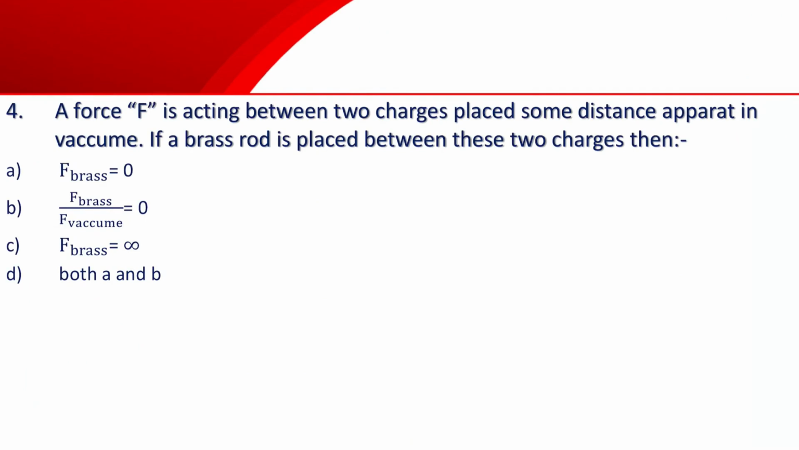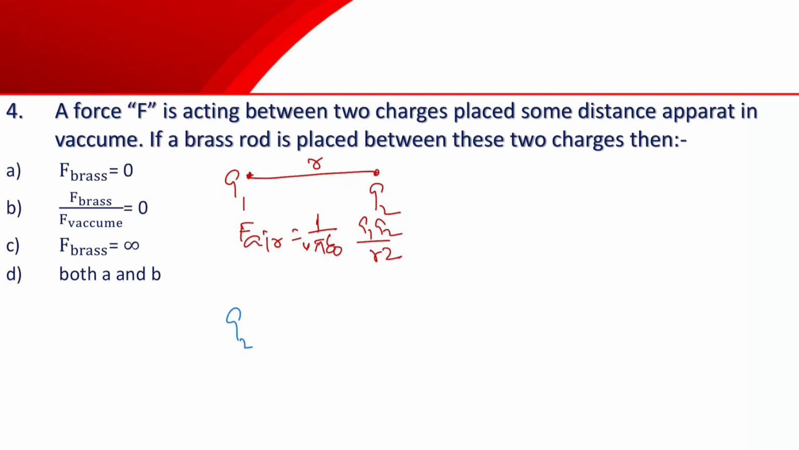Okay. Next, fourth question: a force F is acting between two charges placed some distance apart in vacuum. Let this be charge q1, this be charge q2, and the medium is vacuum, with distance r. A brass rod is placed between these two charges. In this case, what will F air, or F vacuum, be? It is 1 upon 4 pi epsilon naught q1 q2 upon r square.